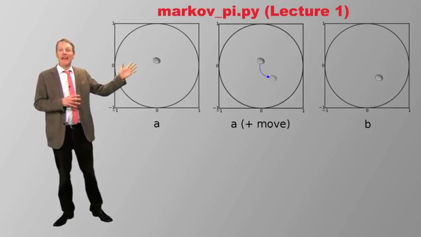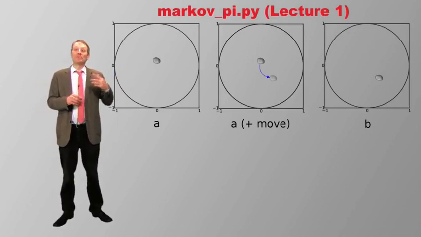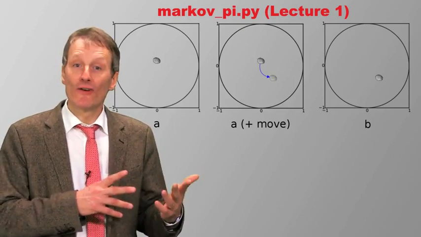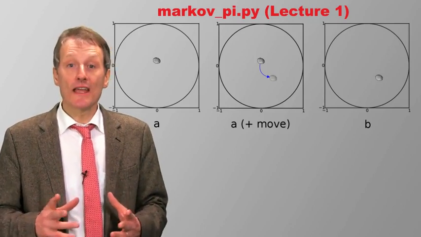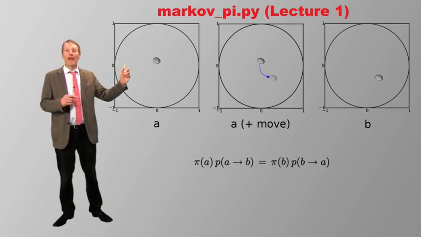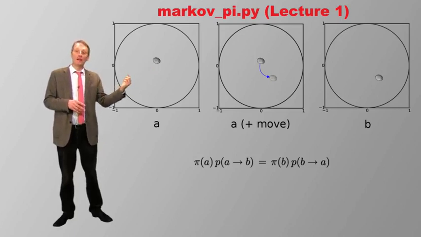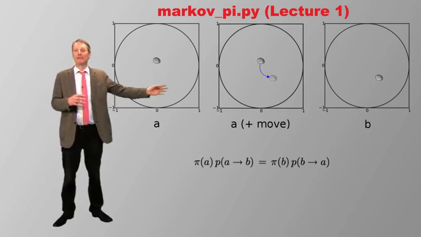From a configuration A with positions X and Y, we moved to a configuration B by little moves delta X and delta Y that could be positive or negative. Detailed balance imposed that the transition probability from A to B had to be equal to the transition probability from B to A in order to satisfy equiprobability, pi of A equal to pi of B. Let us now apply the same reasoning to hard disks.